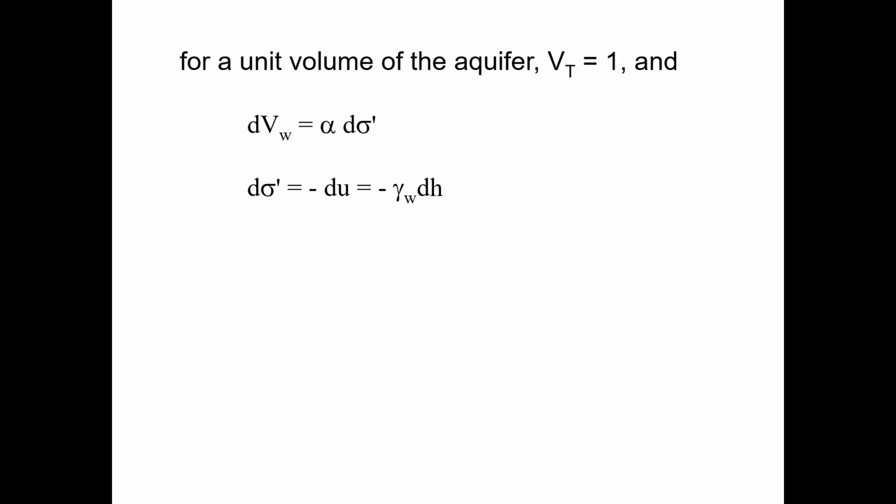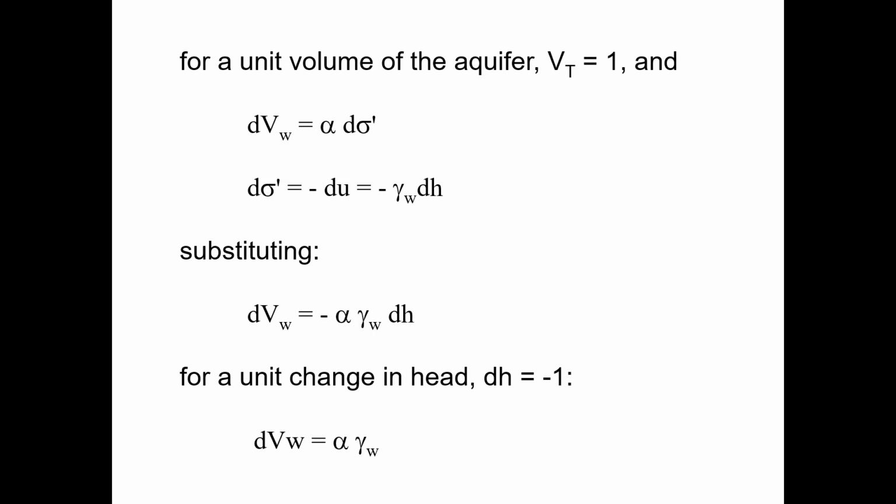So if we put this back into our form, we have the change in the volume of the water is equal to minus the compressibility times the unit weight of water times the change in head. And since we are assuming a unit change in head, that DH goes away and the minus sign goes away, and so the change in the volume of water is equal to the compressibility times the unit weight of water.